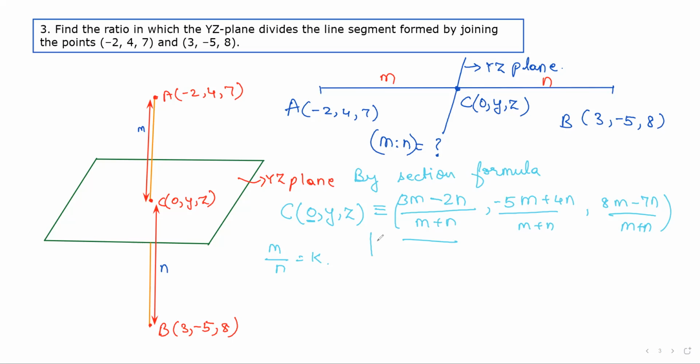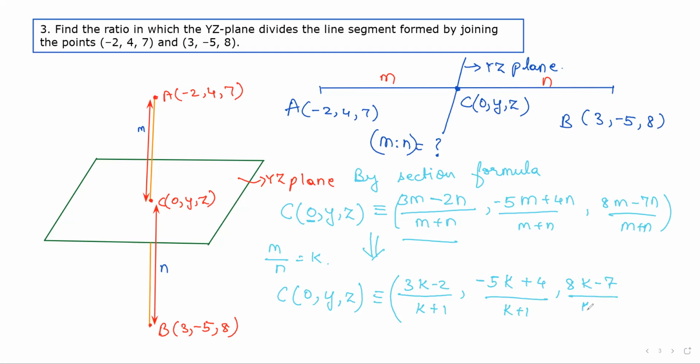So this equation can be rewritten as C (0, y, z) can be written as, here if you divide by N on both sides, this is M upon N, N will get cancelled, M upon N plus 1. So it is 3K minus 2 upon K plus 1. Again, minus 5K, you can solve this and come up with the answer, plus 4 upon K plus 1. 8K minus 7 upon K plus 1.